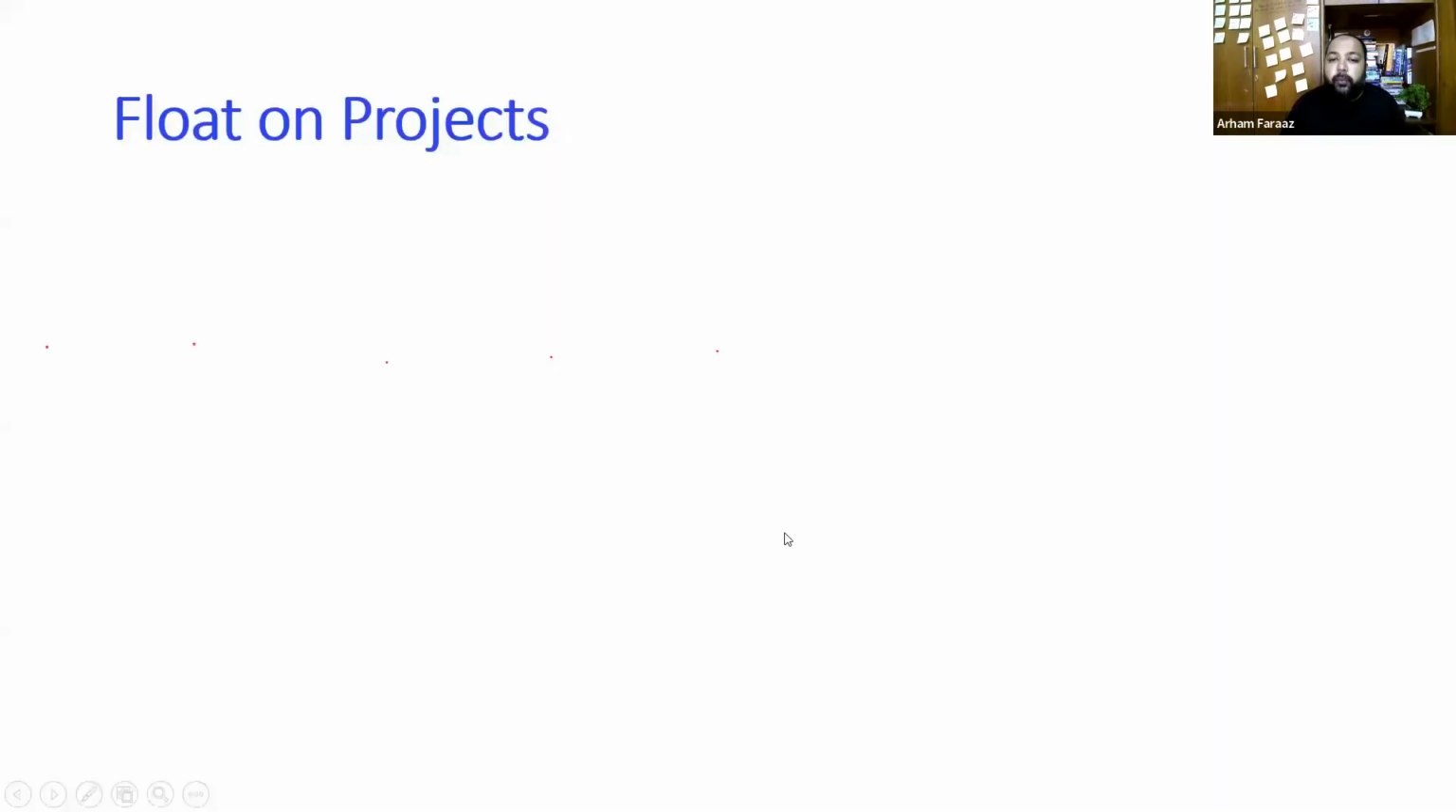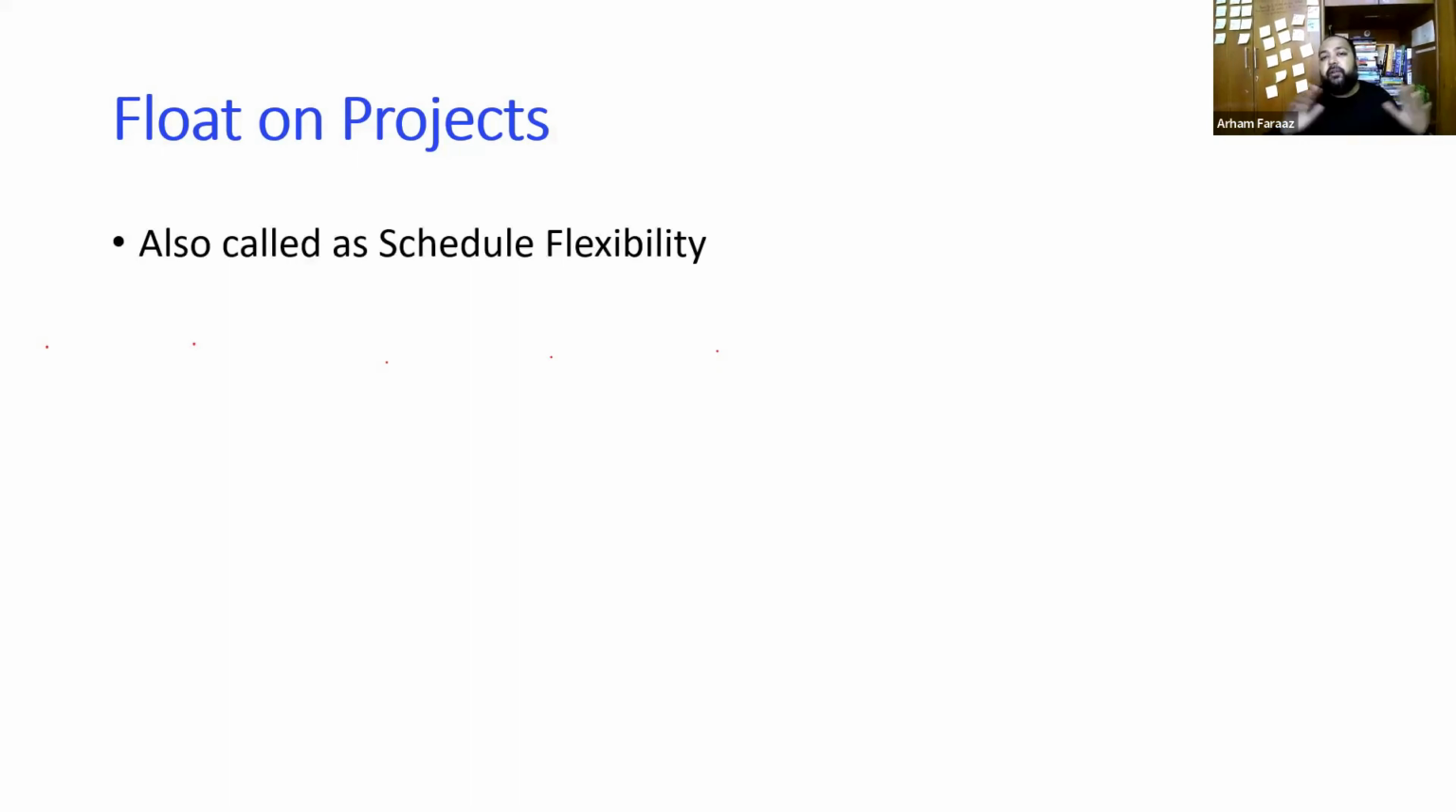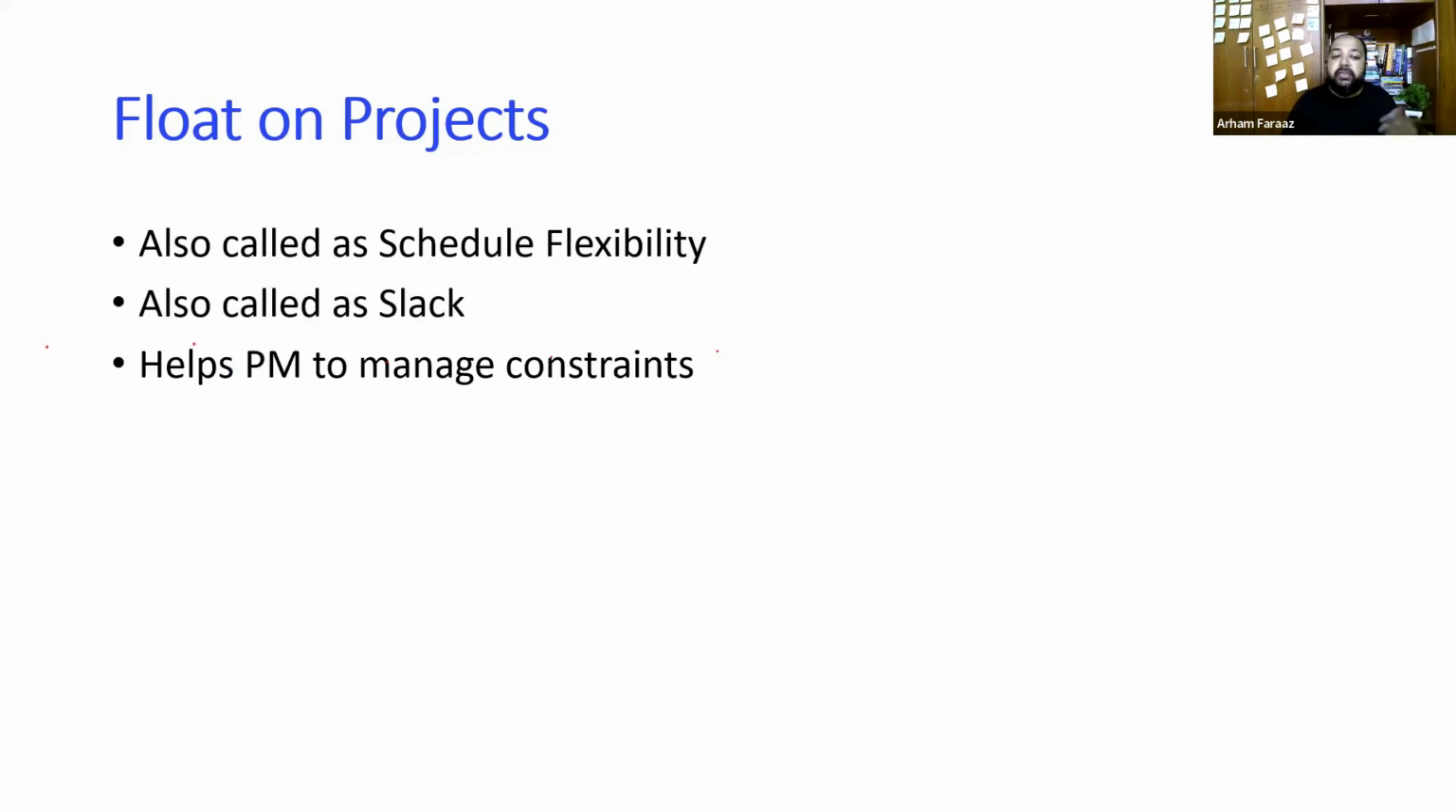Next, let's go ahead. Now, float on projects. What is a float on projects? Float is also called schedule flexibility. It's the breather for the project manager to manage the constraints, to ensure that the resources are optimally used and deliver the project as soon as possible. So it's called schedule flexibility. It's also called slack, and it helps the PM manage the constraints on the project.